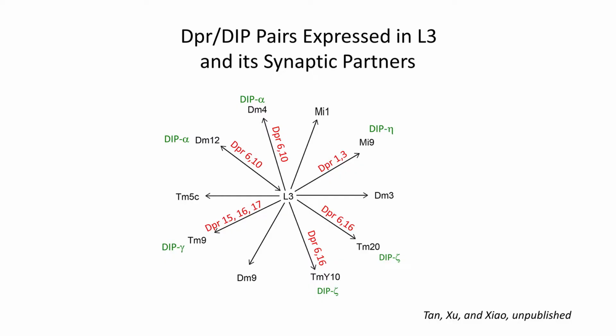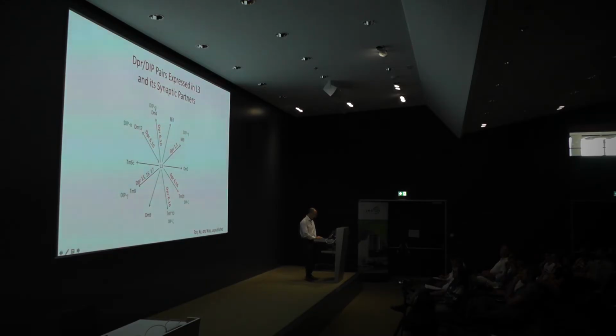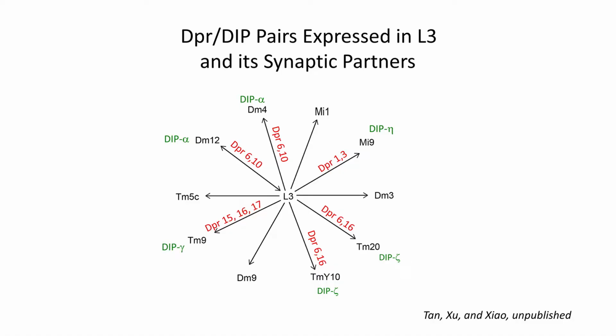By contrast, virtually all neurons in the medulla express a DIP. And typically it's a single DIP. The exceptions turn out to be paralogs that are recent duplications that have largely the same binding specificities. So here, for instance, DIP alpha and DPR6 and 10 interact with one another. They're expressed in synaptic partners. And what I'm going to describe are some genetic studies that we've undertaken to get at the function of DIP alpha and its cognate high affinity interacting proteins, DPR6 and 10.